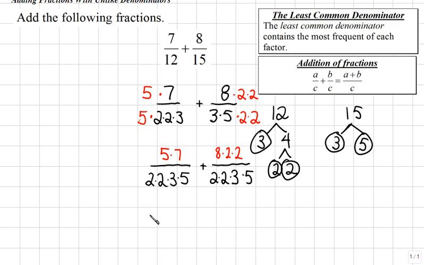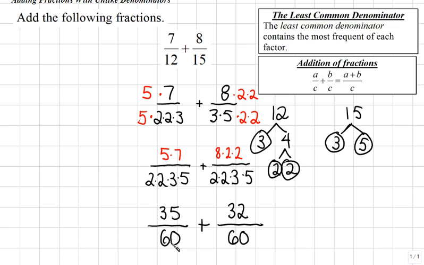So for our first fraction, in the numerator, 5 times 7 is 35. And 2 times 2 is 4, 4 times 3 is 12, and 12 times 5 becomes 60. Plus, in our second fraction, 8 times 2 is 16, and 16 times 2 becomes 32. Our denominator again will be 2 times 2 times 3 times 5, which is 2 times 2 is 4, times 3 is 12, times 5 is 60 again.